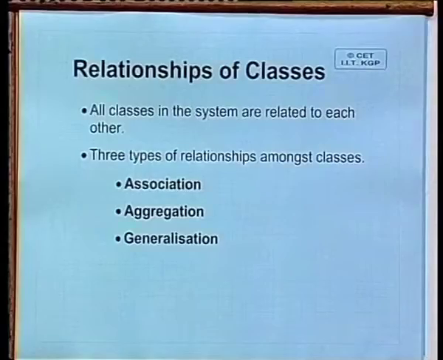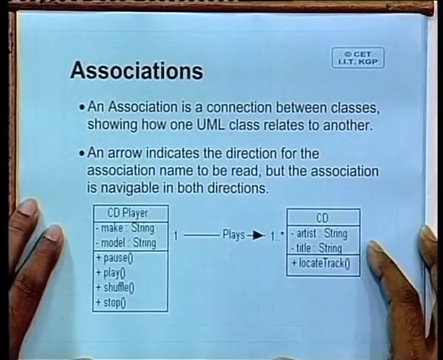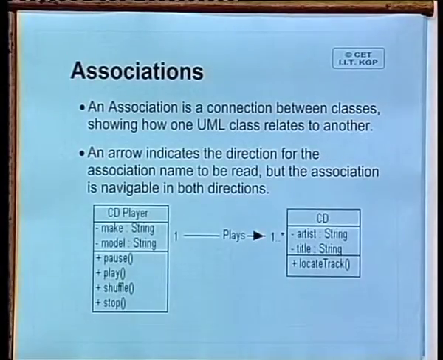Say we have the pilots and the crew members, both the pilots and the crew members are employees. So, it is a kind of generalization. So, we shall see how these relationships are implemented in object oriented concepts. The first thing, that is the association. An association is a connection between classes showing how one UML class relates to another. See, we are using UML here because everything has been shown in terms of UML.